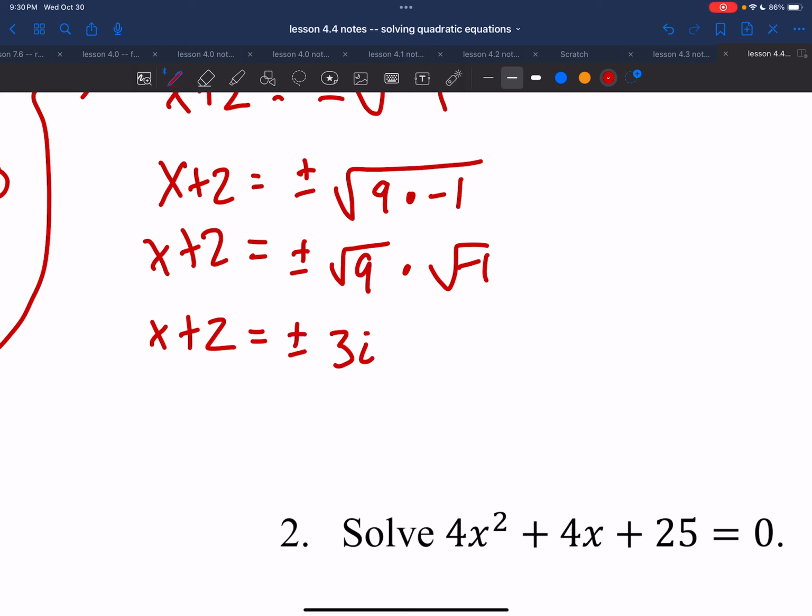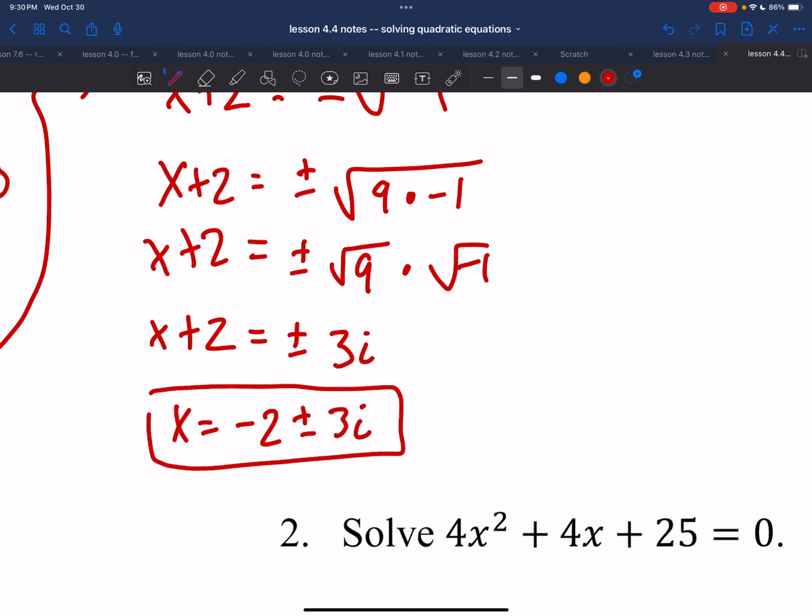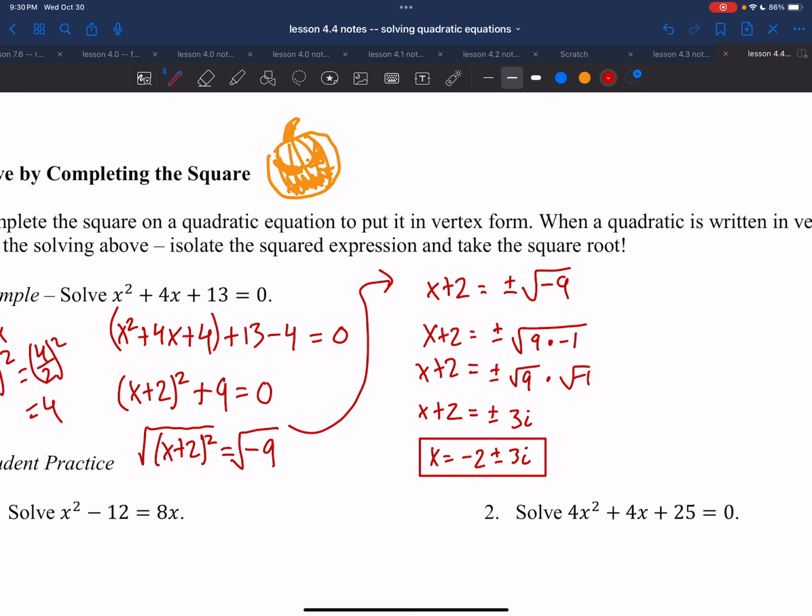So last step to solve for x, you just subtract 2. Negative 2 plus or minus 3i. Ta-da! And those are the solutions to my quadratic equation. And there's my jack-o'-lantern. Okay. So those are my solutions, right? And we're done.